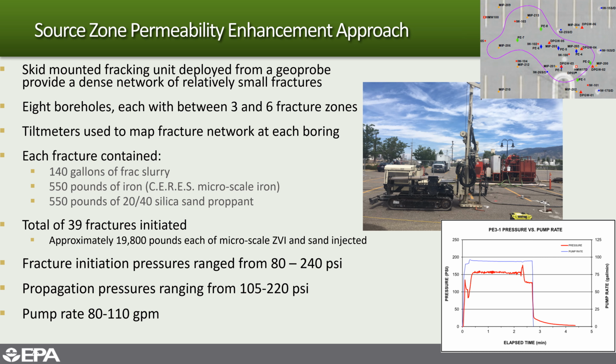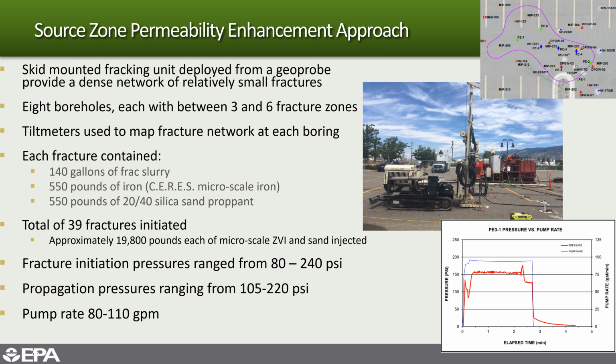And in fact, the contractor provides a look at pressure and pumping rates at each one of these locations, and then they can use those responses to understand where some of those fractures were initiated and propagated, in addition to the tilt meter information. So using pressure and pump rates along with the tilt meters to really do a good job of mapping out the propagation and the fracturing, and then the propagation of those mixtures. And the pump rate used was on the order of about 80 to 110 gallons per minute.